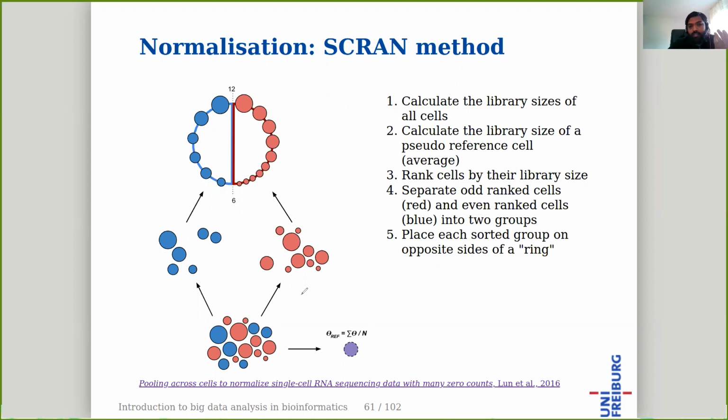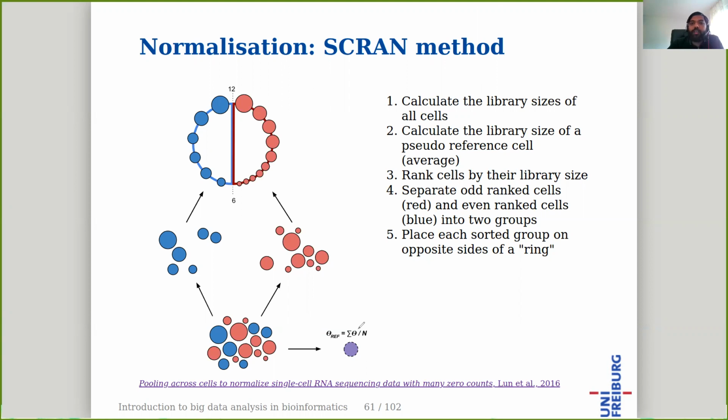So in reality, this is in factors of thousands, so 100,000, 600,000, let's say 10,000, something like this. So you compute the library sizes, and after the library sizes are computed, we take an average, the so-called pseudo reference cell library size. Take the average of all the library sizes of all the cells within our single cell experiment, and this gives this pseudo reference size.